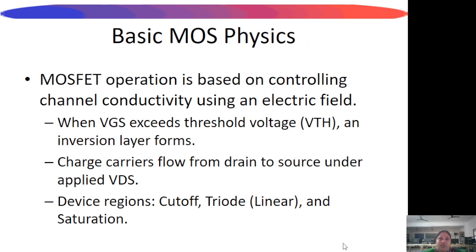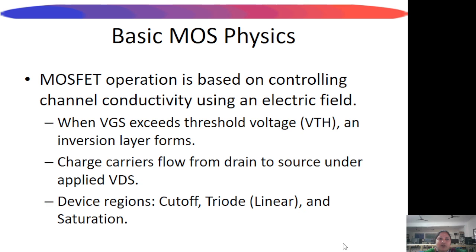Next we see about the basic MOS physics. MOSFET operation is based on controlling current flow using an electric field. When a voltage is applied between the gate and source, it controls the formation of a conductive channel. If the gate to source voltage exceeds the threshold voltage, an inversion layer is formed. This inversion layer allows charge carriers to move from drain to source. The drain to source voltage controls the amount of current flowing through the channel.